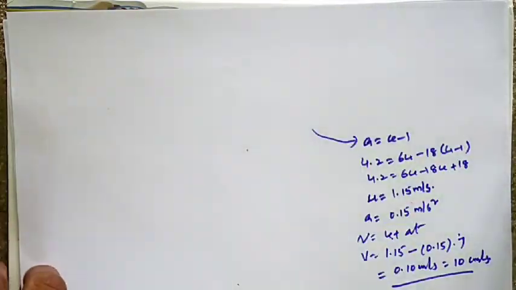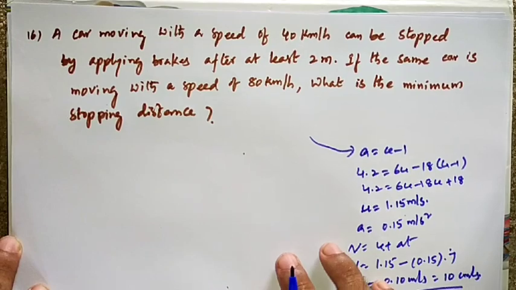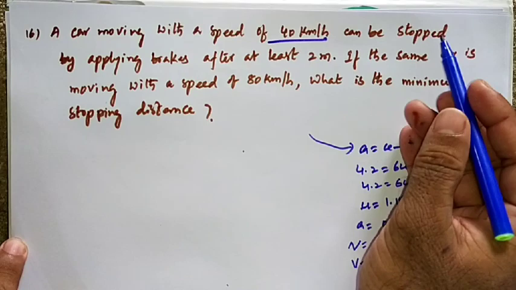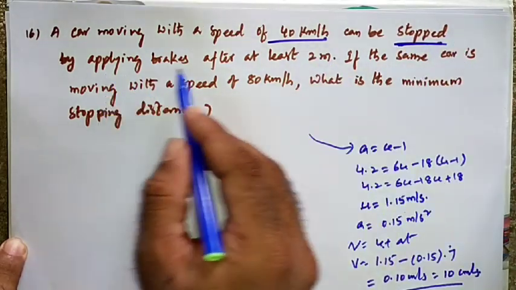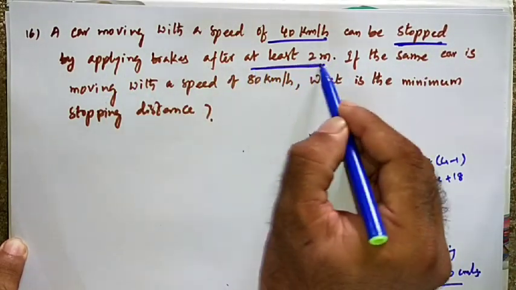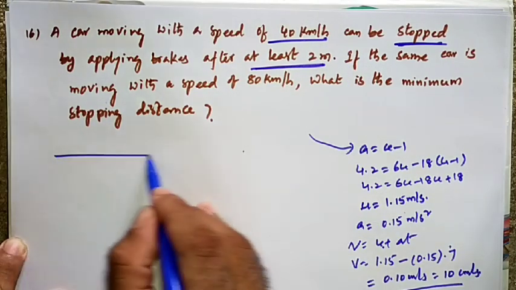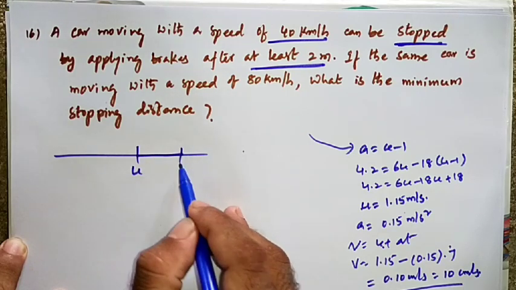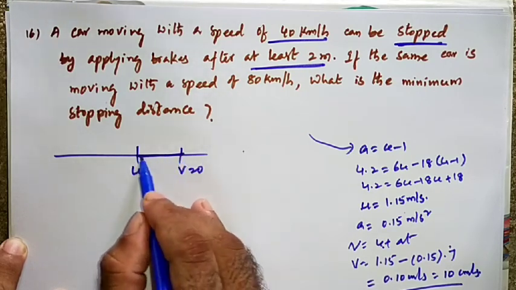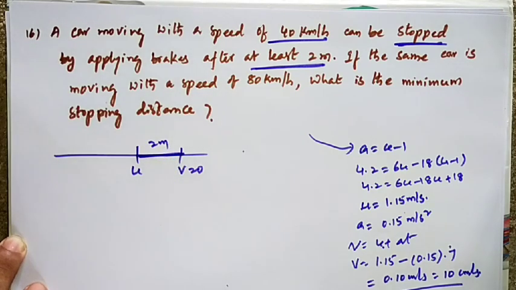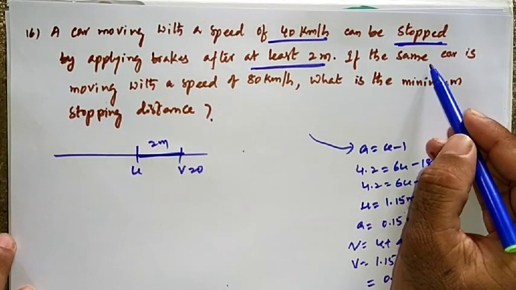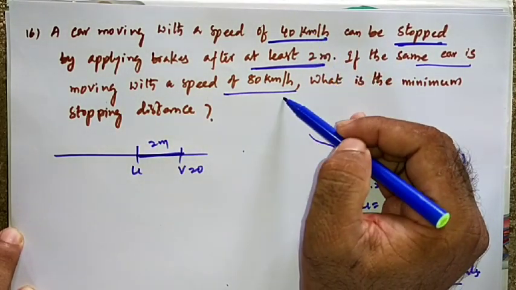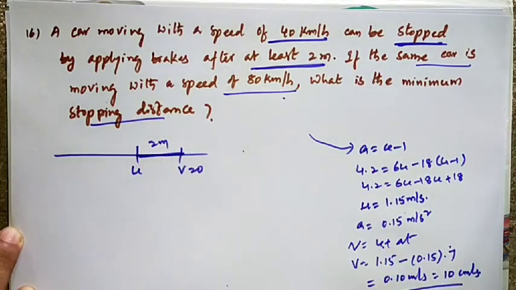Next, see another problem. Let us see the 16th one. A car moving with a speed of 40 km per hour can be stopped by applying brakes after at least 2 meters. Means car is moving, here the velocity is u, here the brakes are applied so that it stops here. It travels how much distance? 2 meters. Now if the same car is moving with the speed 80 km per hour instead of 40, what is the minimum stopping distance?